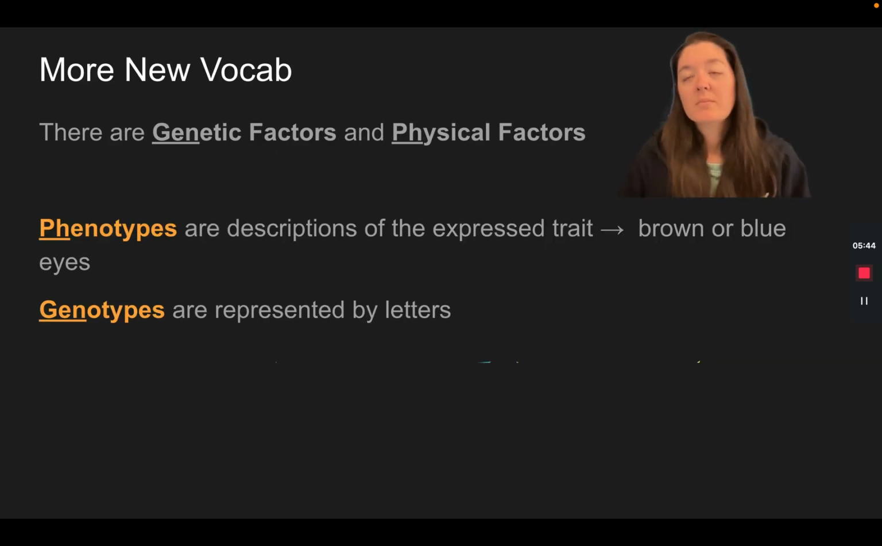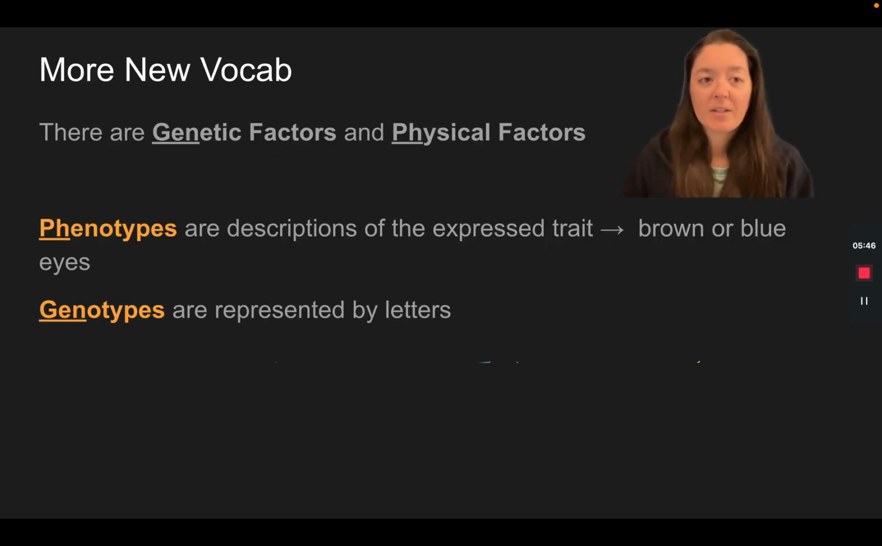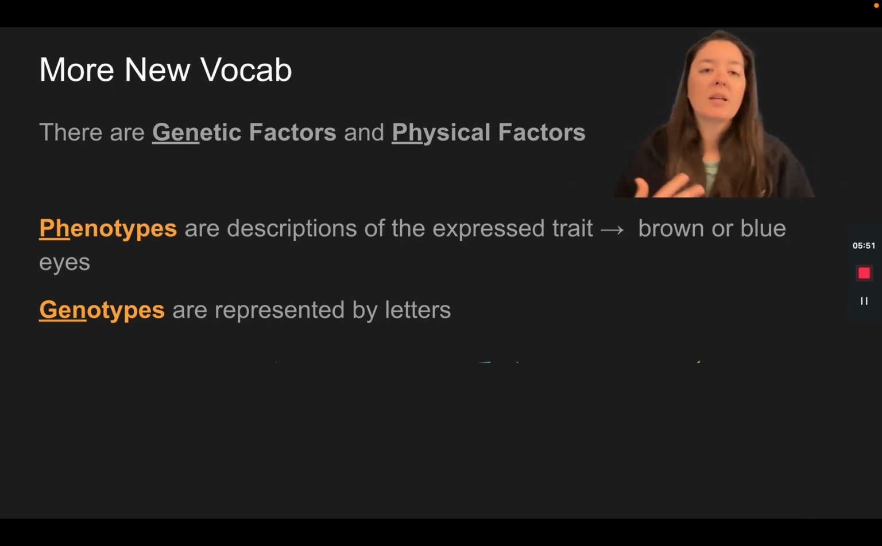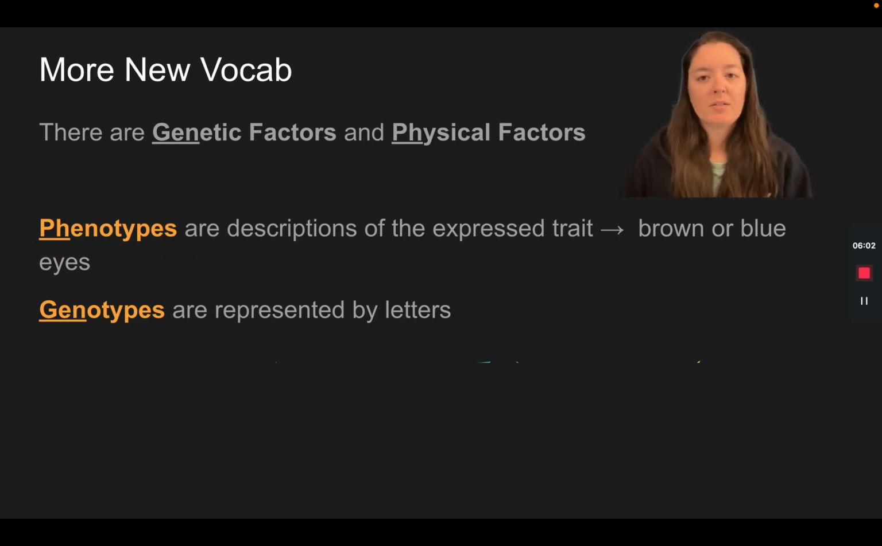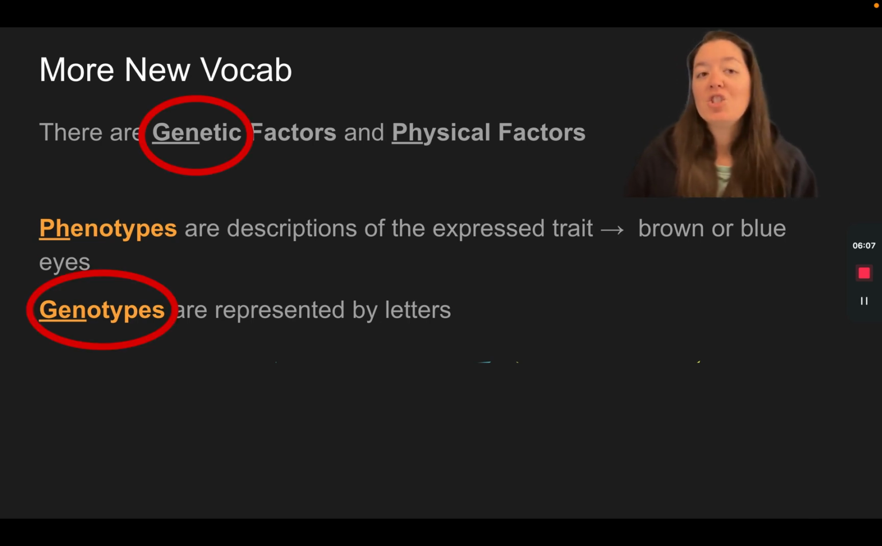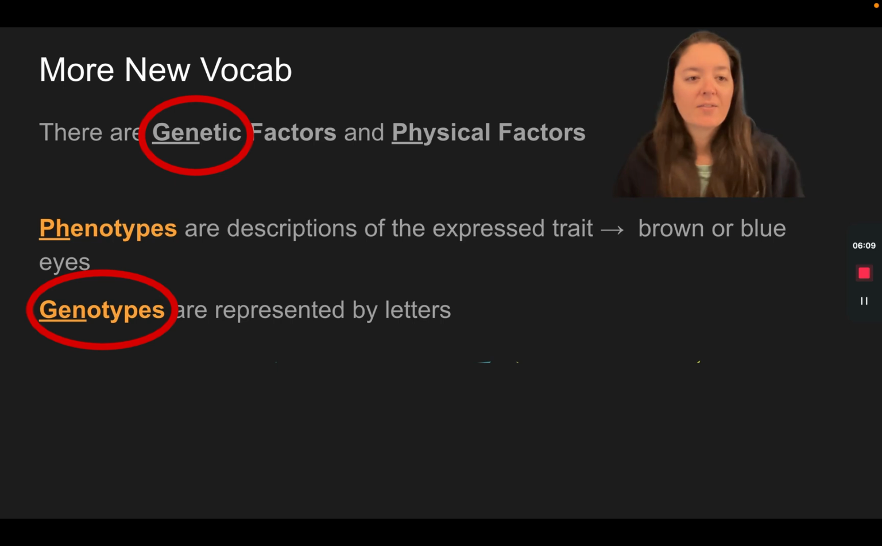More new vocab. This unit is very vocab heavy. There are genetic factors and physical factors. We're going to be looking at both. Now, phenotypes are descriptions of an expressed trait. Phenotypes are the physical representation. So that would be the color or the size of something. Genotypes are the genetic factor.